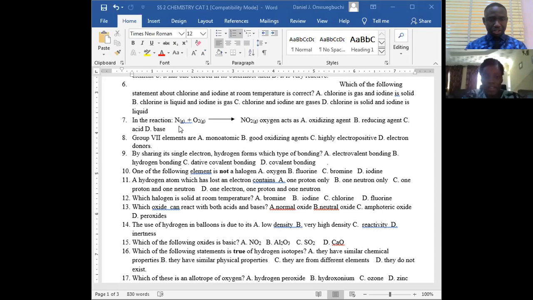Number 12. Which halogen is solid at room temperature? Iodine. Good. Which oxide can react with both acid and base?